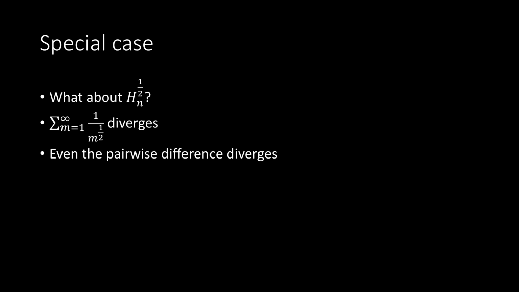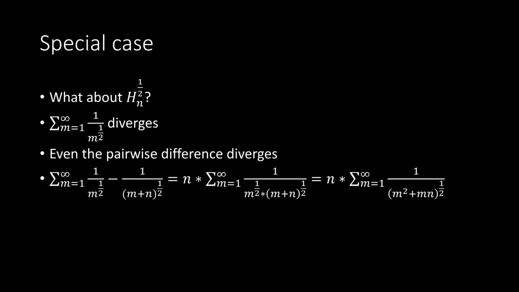But even more interesting than this is that even the pairwise difference diverges. So take a look at the following. We don't even have to sum up both of the series, so the original one of m to the power of 1/2, and then the second one, the shifted one. So I hope you remember it. Shifted one, m plus n, so we started later in our summation.